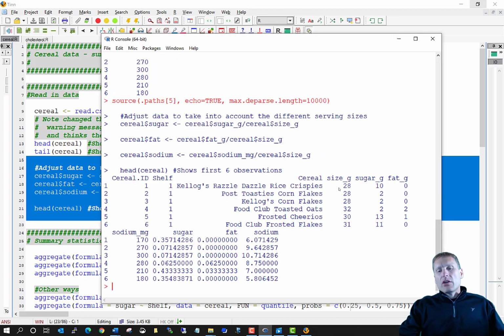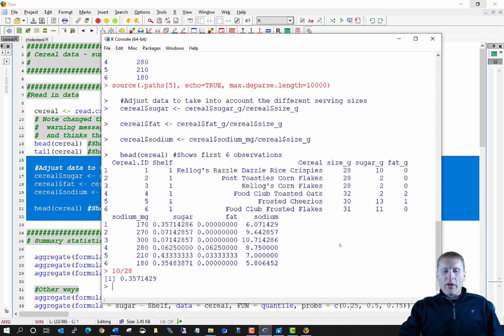Okay, so if you remember, that first cereal had 10 grams of sugar for a serving size of 28. So 10 divided by 28 is 0.357. And look at this, we have a new variable in our data set, and that first value for that first cereal is indeed 0.357. So it appears that this has worked.